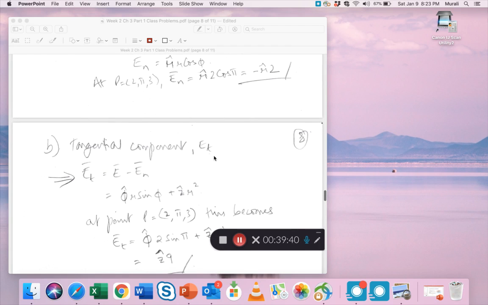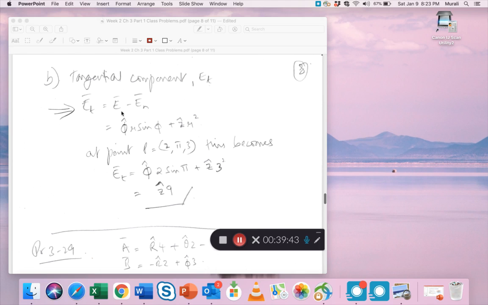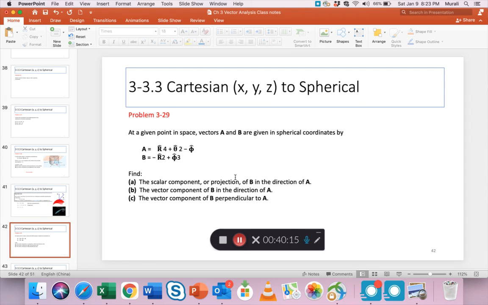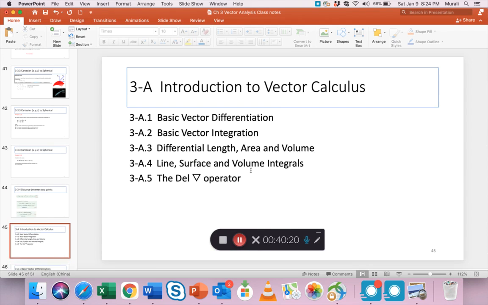Now how do you get the tangential component? Here I am taking the easy way out by just subtracting from the original, and you get this. At point P, 2, pi, 3, you just substitute r, phi and z, and you get ET as a vector 9 in this direction. That may be a little complicated, but I hope with my notes you are able to understand. So here are a couple more problems.